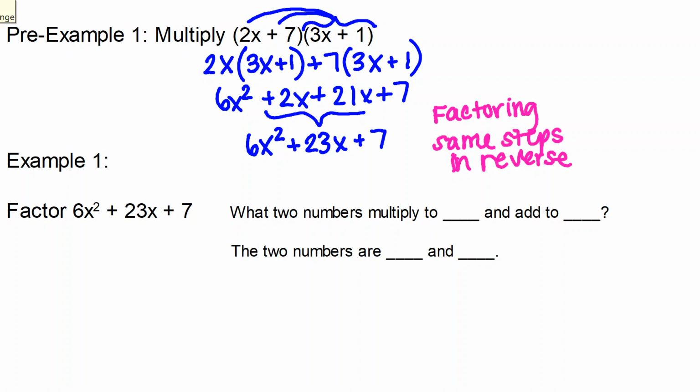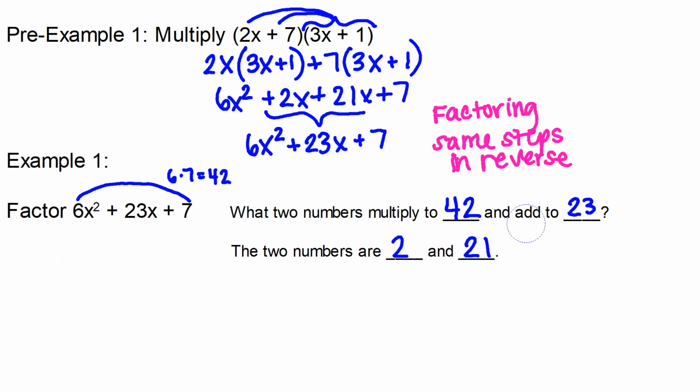To start, we're not finding factors of 7. Oh, I should note, check for GCF. There is none. So now continue. We're going to find factors of 6 times 7. That's our target number. 6 times 7 is 42. So we need to find factors that multiply to 42, but then add to that middle term, which is 23. And our two numbers are 2 and 21. 2 times 21 is 42. 2 plus 21 is 23.